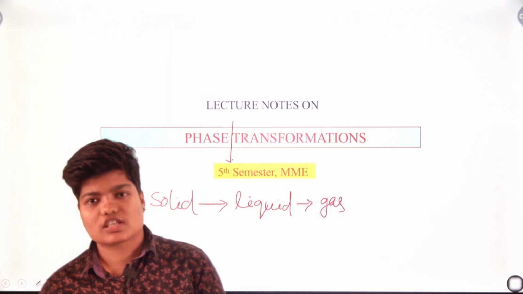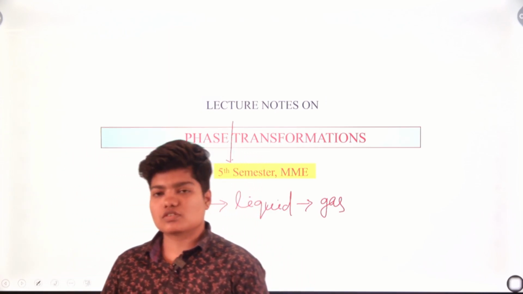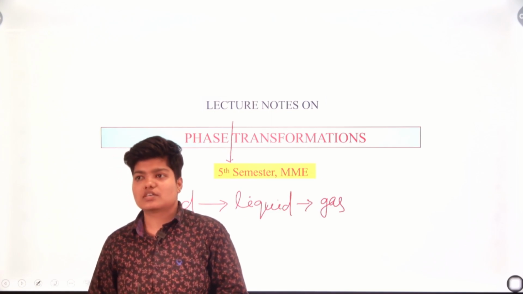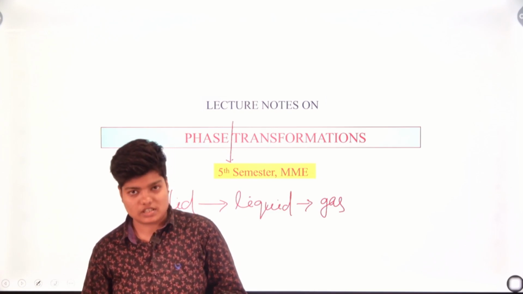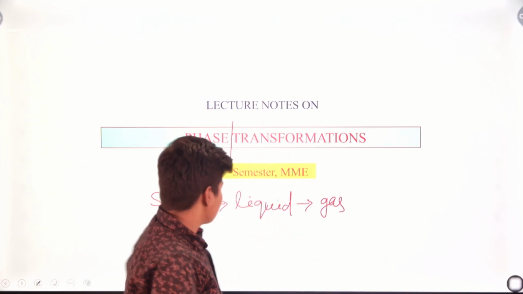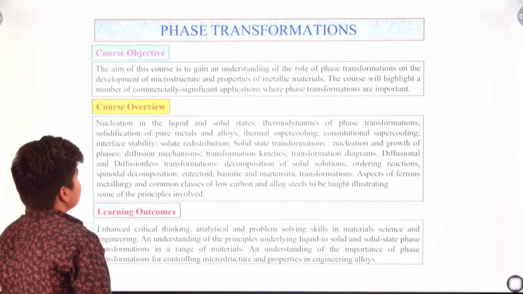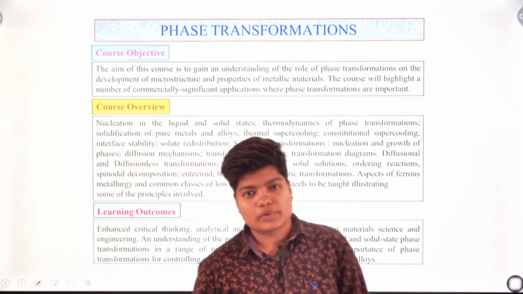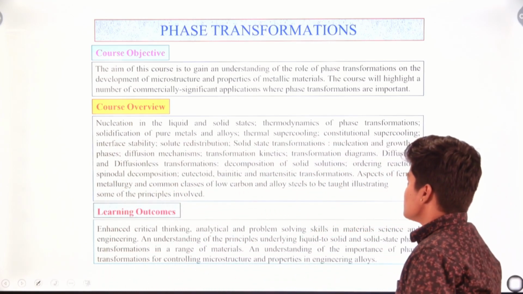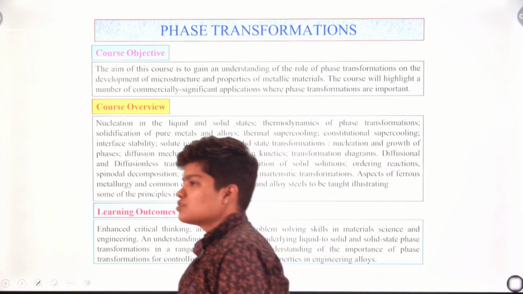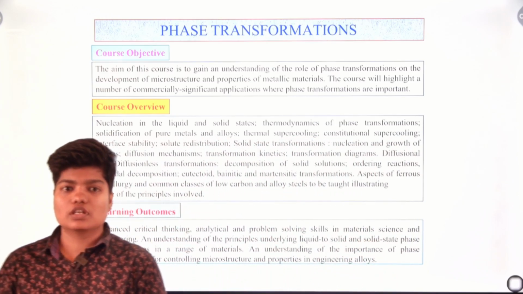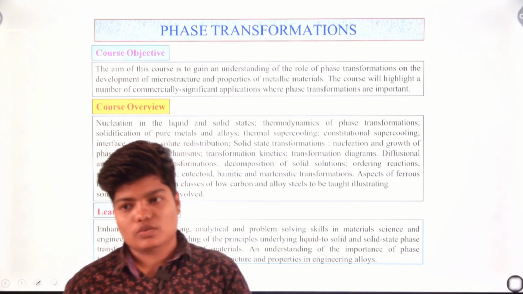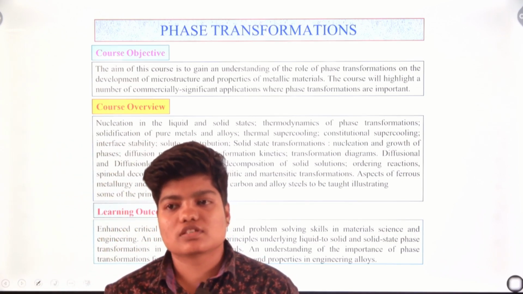By doing some phase transformation we can change the properties of a metallic material, and by changing its properties we can see different applications in different fields. Okay, so first, what are the course objective, or what is the aim of this topic? We have to understand the role of phase transformation in the development of mechanical properties, which is called microstructure.